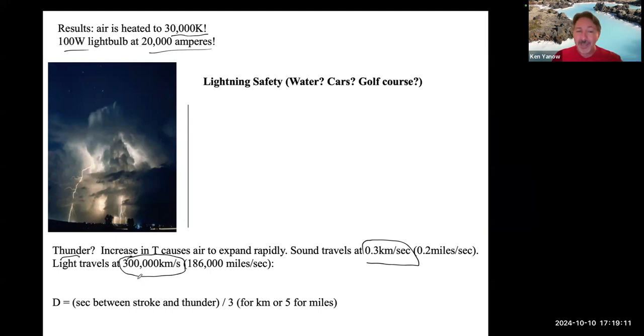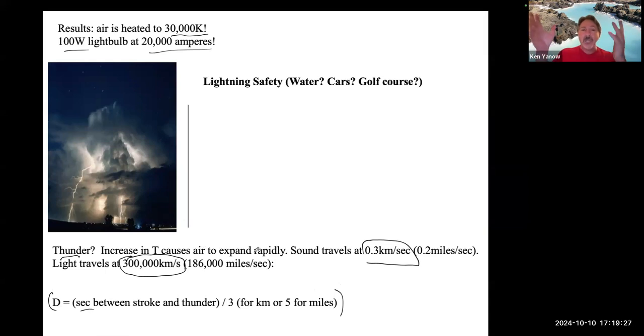So light travels much faster than sound, but we can use that to figure out how far away the storm is, because you can use this little equation. Distance to your storm is the seconds between the stroke and the thunder, and you divide it by 3 for kilometers, or you divide it by 5 for miles.